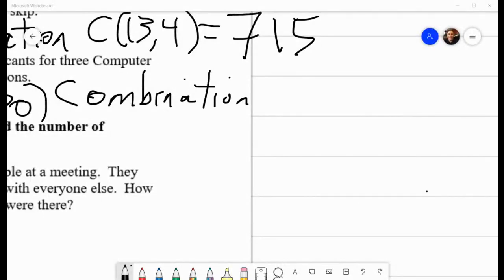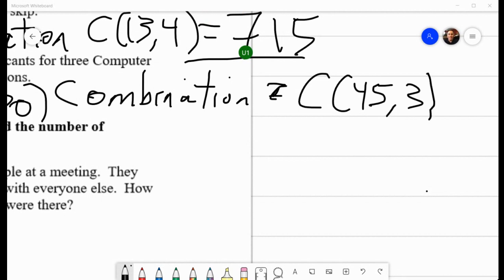Microsoft Whiteboard, everyone. Okay, so for a combination, how many do we have? We're going to have 45, but we're choosing 3. And how many is that? That turns out to be, wow, pretty big. 14,190. There we go.